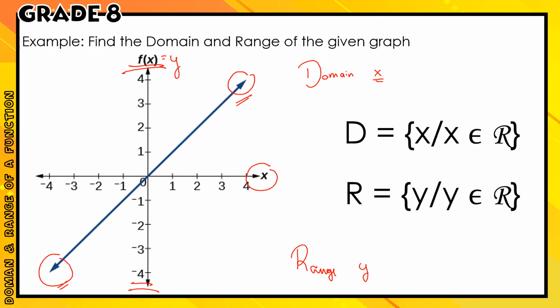Lahat ng positive at negative numbers ay pwedeng mahagip at pwedeng matamaan, pwedeng maging values dahil ang ginamit natin ay two arrowheads. Ibig sabihin, endlessly o infinite.